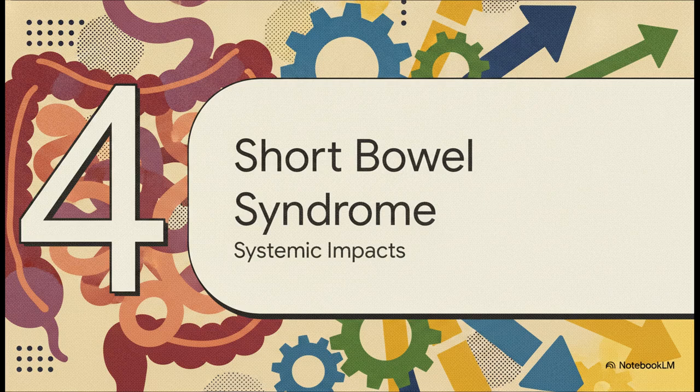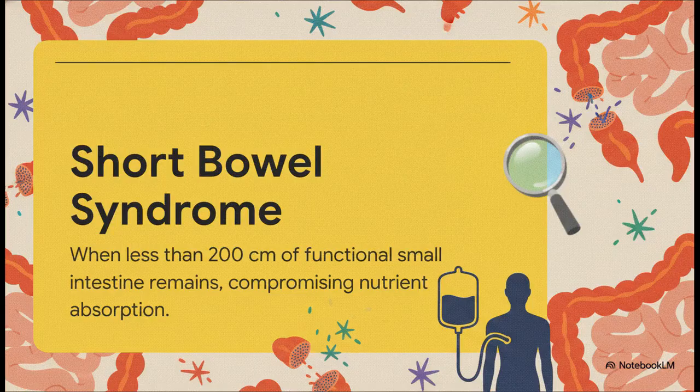Moving right along to Section 4, short bowel syndrome. Let's look at the systemic fallout of massive intestinal resections. The operational definition here is startlingly simple, but devastating. A normal adult has somewhere around 400 to 600 centimeters of small intestine. When a patient drops below roughly 200 centimeters of functional gut, maybe due to a massive mesenteric disaster, they cross a critical threshold. They simply lose the surface area needed to absorb nutrients and fluids on their own, and usually become totally reliant on specialized support like TPN.